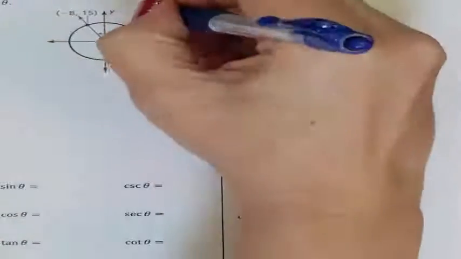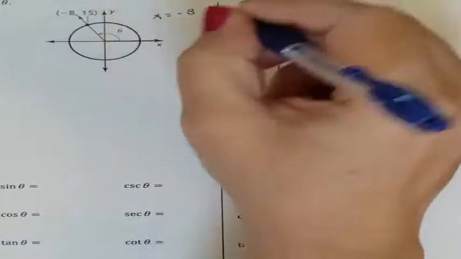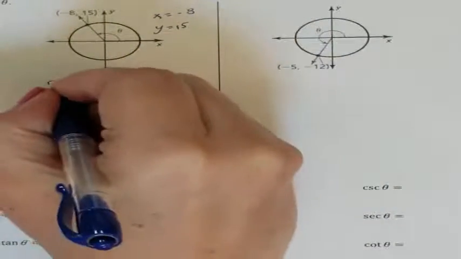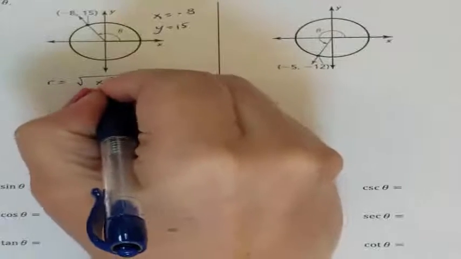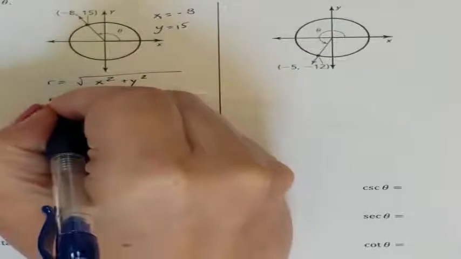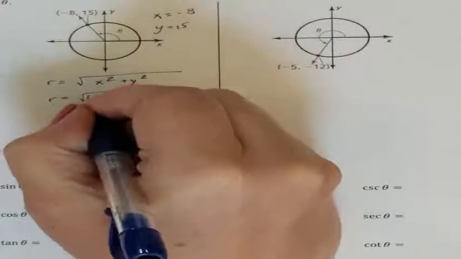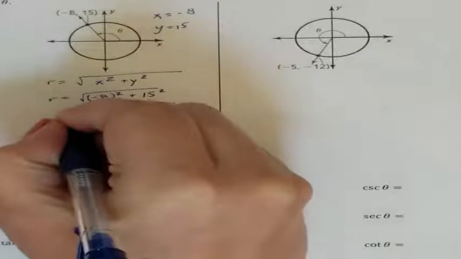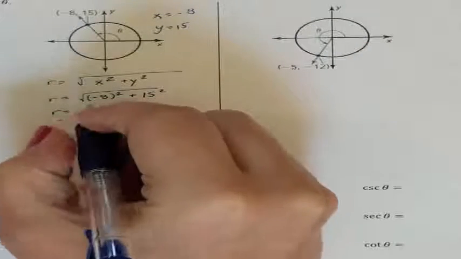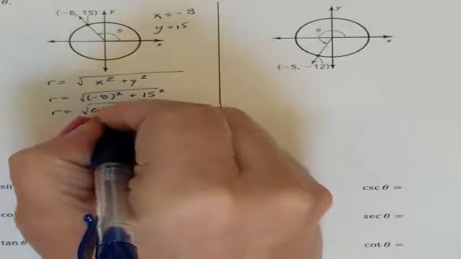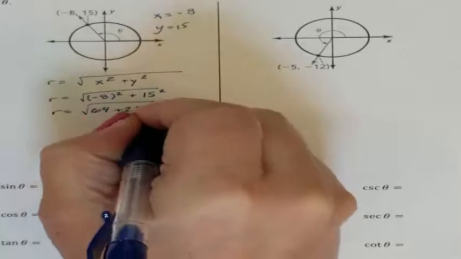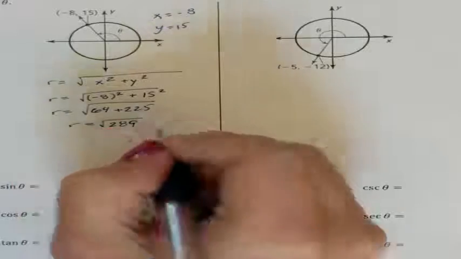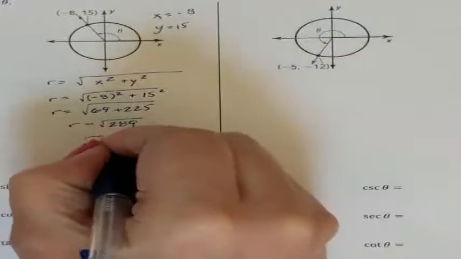So I see that my x is -8 and my y is 15. I just need to know my r. So r is going to be the square root of x squared plus y squared. So it's the square root of the entire -8 to the second power and 15 to the second power. So this is the square root of 64 plus 225, which is the square root of 289, which is 17.